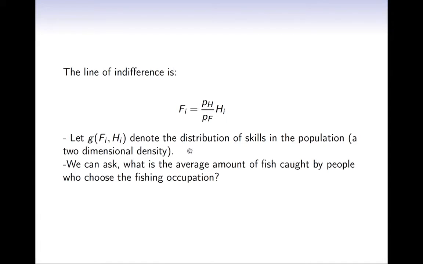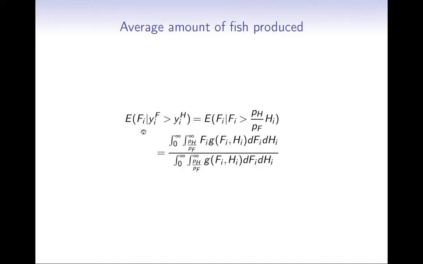Okay, let's denote the joint density of skills in the population as G here. And we can ask, what's the average amount of fish caught by people who choose fishing as their occupation? That's E of F given YF greater than YH. So here we're integrating over all the possible range of H and F. H ranges over the whole range, 0 to infinity, but we're conditioning on F being in this range. So that's why F only ranges over this partial range.